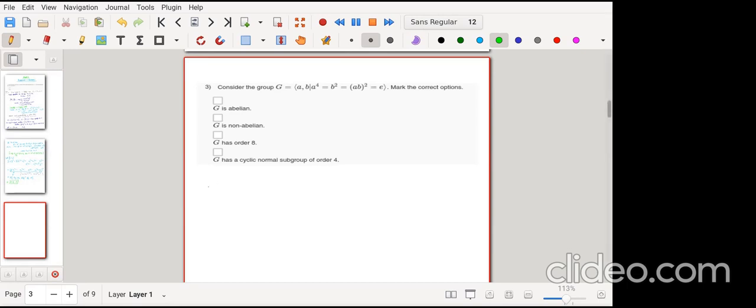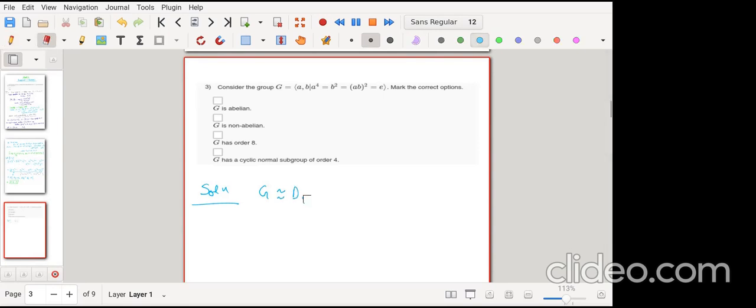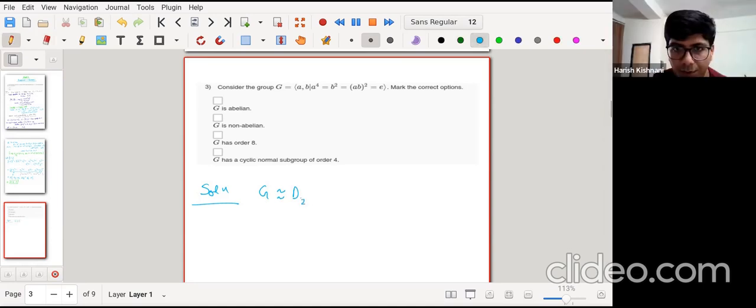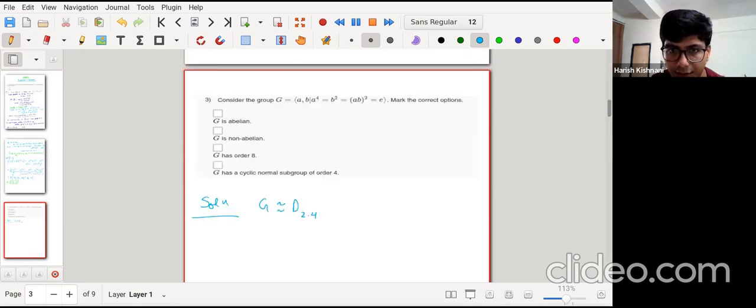So the solution is just this. G is isomorphic to your D4, or sometimes people say D8. I can write it depending on which book you are following, which notation it has. So I'm just writing it in the form of D2n, because D2n has this representation.